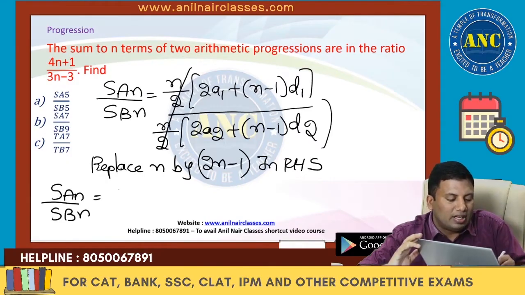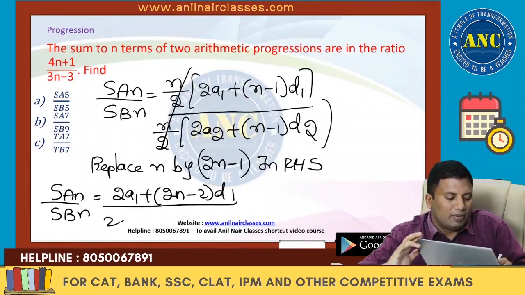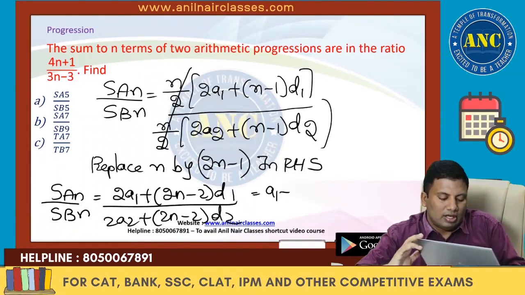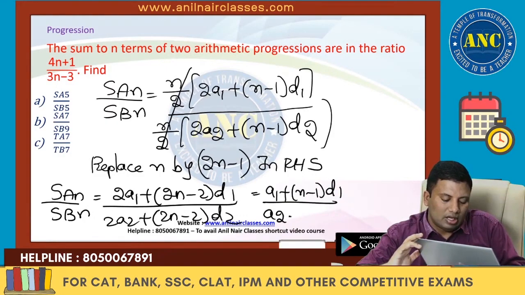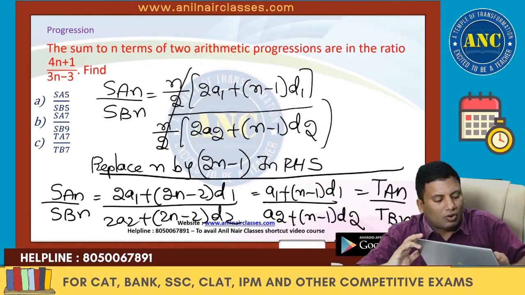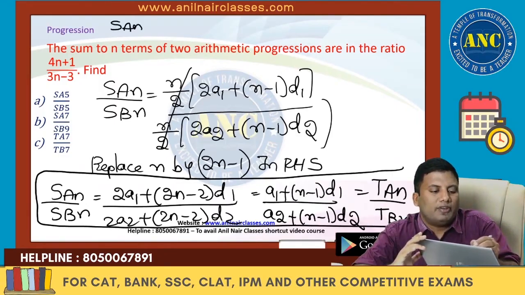SAn by SBn is 2a1 plus 2n minus 2 into d1 divided by 2a2 plus 2n minus 2 into d2. 2 is common, so a1 plus n minus 1 into d1 over a2 plus n minus 1 into d2. These are nothing but TAn by TBn. Please make a note of it. Extremely important point: sum of n terms ratio.